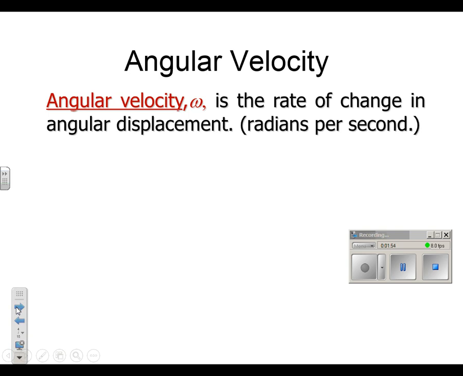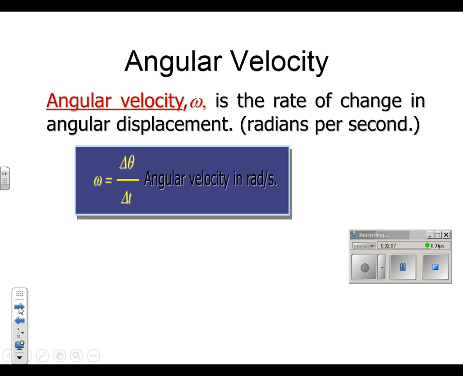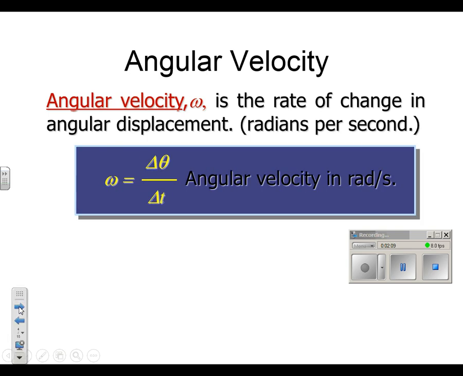So angular velocity, which is the lowercase omega sign, is the rate of change in angular displacement. So it's going to be radians per second. Remember, anything that's a rate is really just over time. So we will have our change in theta over our change in time, which will equal omega. That will be our angular velocity, which is radians per second.